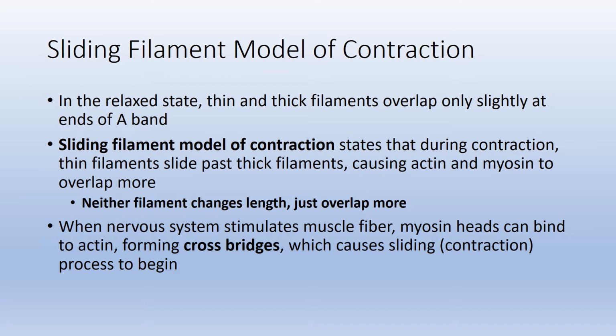But what happens during muscle contraction in response to stimulation from the nervous system, we form those cross bridges, or we link that myosin head up to the actin, and then they start to pull. The myosin will pull the actin towards the M line. And as that myosin pulls the actin towards the M line, we see those thin filaments slide past or over the thick ones, which is where we get the name sliding filament model.